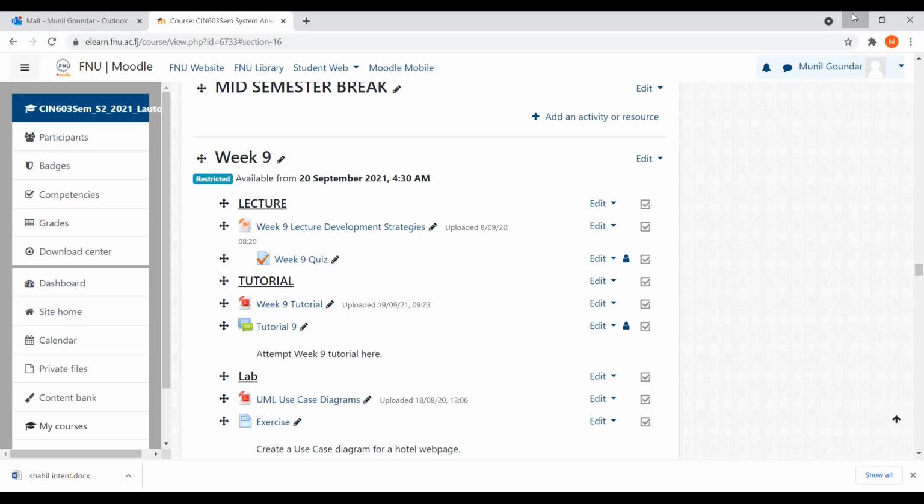Question number one, define software as a service. Question number two, differentiate between traditional systems and web-based systems. By the way, I hope that you're able to hear me clearly.